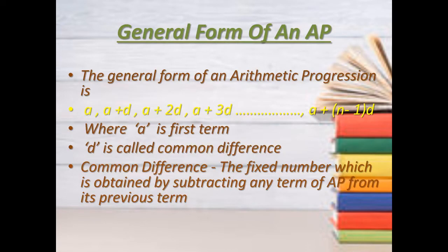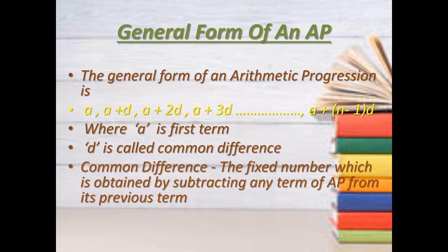Next, general form of an arithmetic progression. The general form of an arithmetic progression is a, a plus d, a plus 2d, a plus 3d and so on up to a plus n minus 1 into d. Here, as you see in the general form itself, the first term is denoted by a. Next, adding d to the first term gives the second term, that is a plus d. Adding d to the second term, we get the third term. Next, adding d to the third term, we get the fourth term.